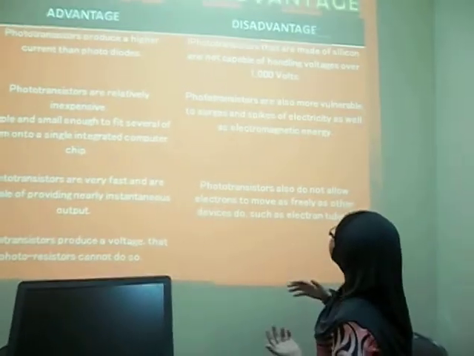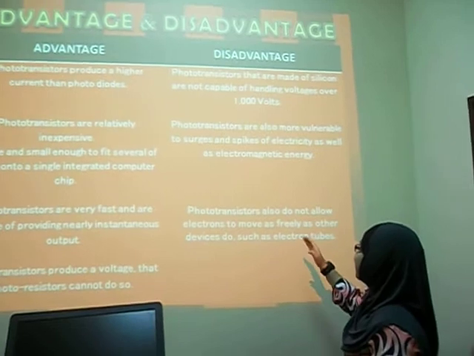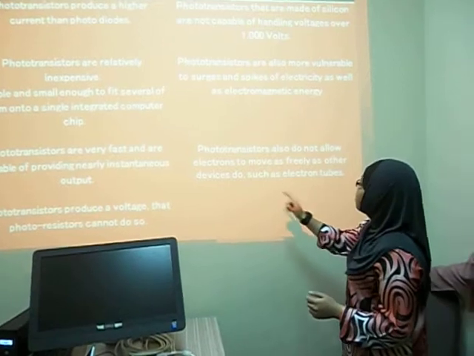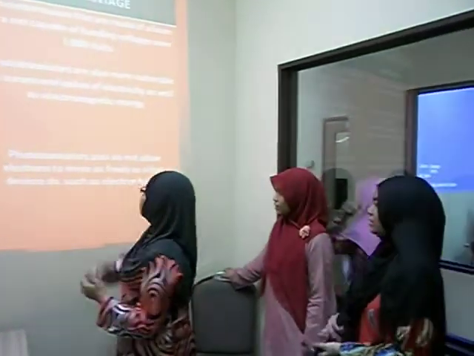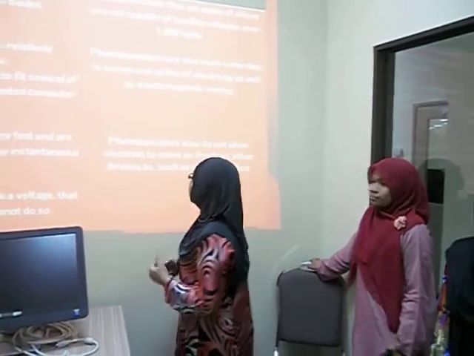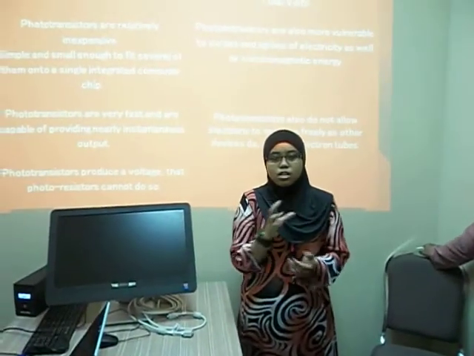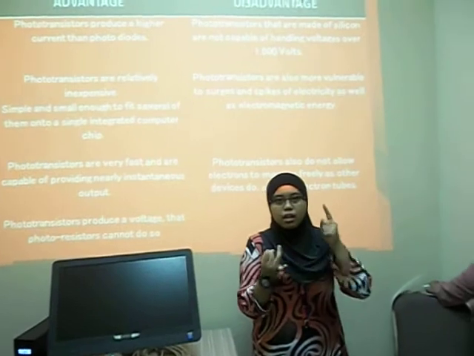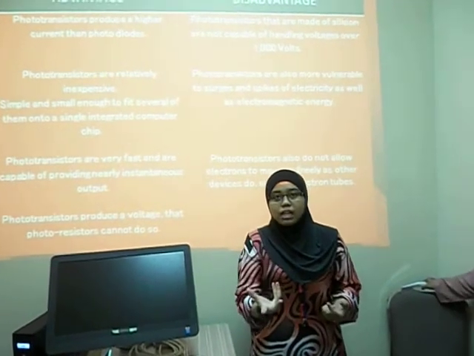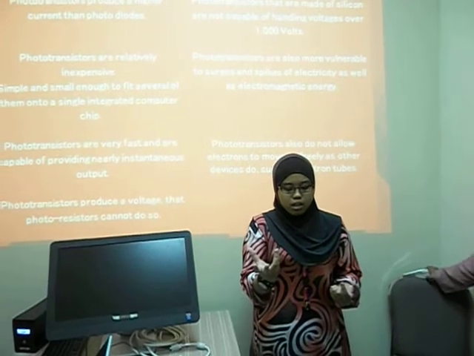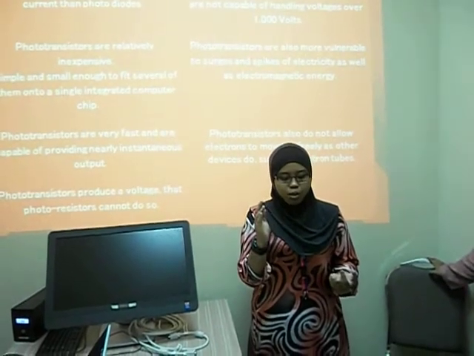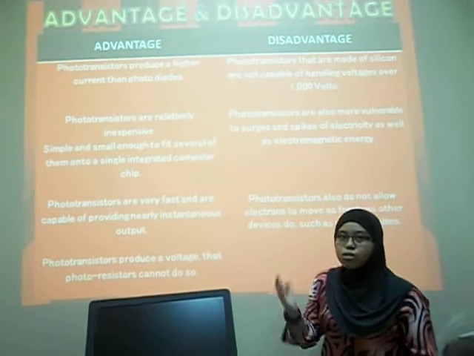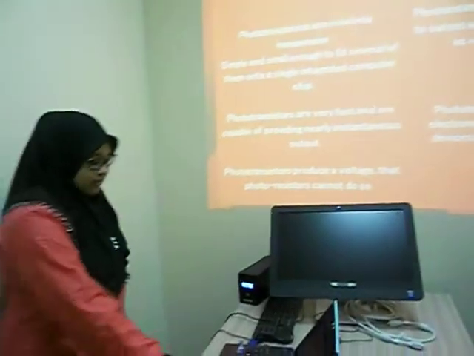As well as electromagnetic energy. Next, the phototransistor does not allow electrons to move as freely as other devices, such as the electron tube. In the phototransistor, the electrons inside, as we know it has PNP and NPN, cannot move freely. That means there is no space to give vibration or noise like that. Okay, next slide we pass to Hazika to continue our presentation.